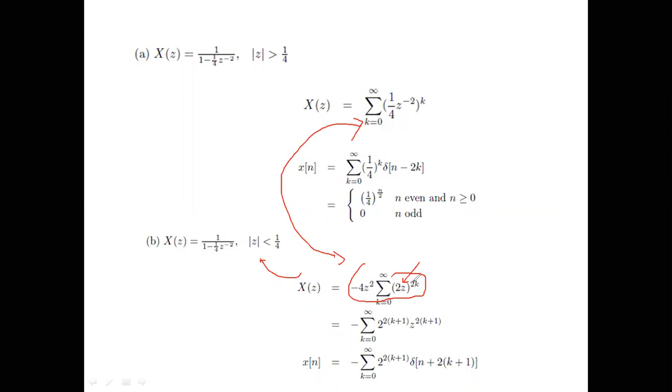If you have Signals and Systems by Uday Kumar, any edition will do, he has this problem, very nicely. He has expanded this expression. You can go through that also. You can see once he gets this, it's still in positive power of z. Now it is easy. So delta 2 to the power k plus 1 is delta n plus 2 to the power k plus 1. This is your inverse z transform.